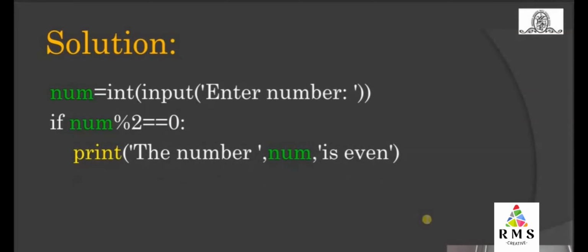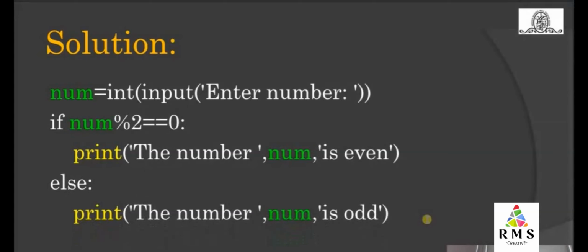If it is equal to 0, this indicates the comparison. If this result is equal to 0, then print the number is even. Else, print the number is odd. Friends, over here we are using the else operator. We are going to see it in detail, don't worry.